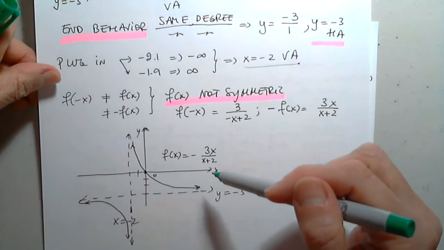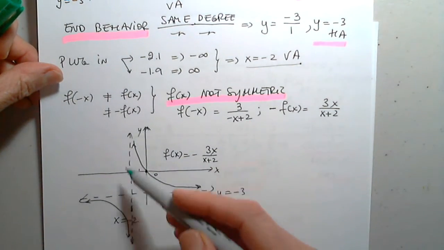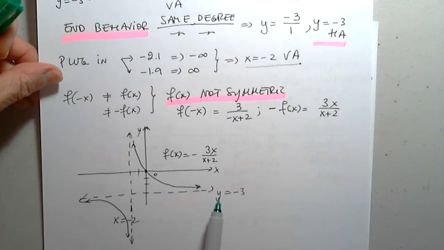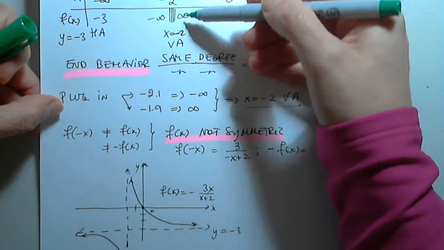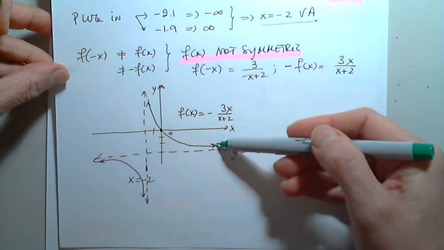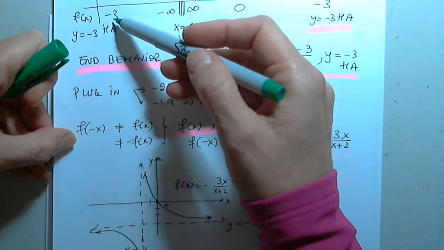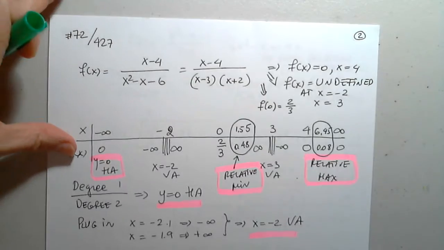When I graph a function with asymptotes, I have to graph the asymptotes first: x equals negative 2, and y equals negative 3. Then I plot this point. I see on the right-hand side it's coming from positive infinity towards negative 3, and on this side from negative 3 to negative infinity. And this is the graph.